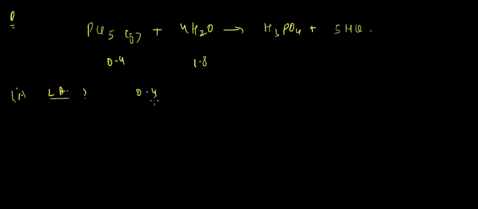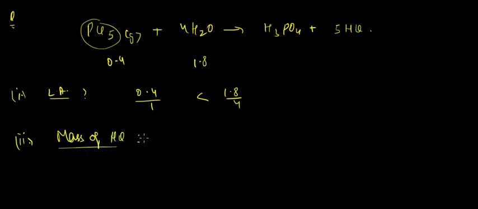Limiting agent is for PCl5, and for water it is something like this. So obviously this is greater than 0.4, hence PCl5 is the limiting agent. Okay, now next we have to calculate mass of HCl produced.